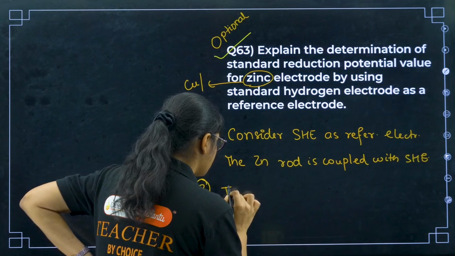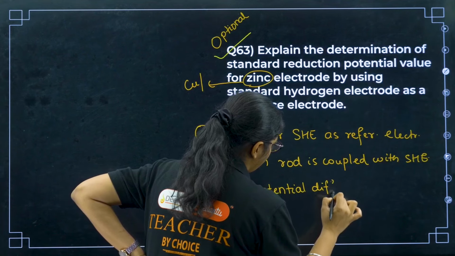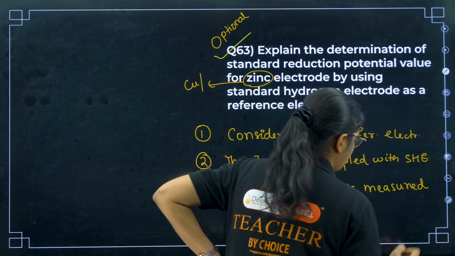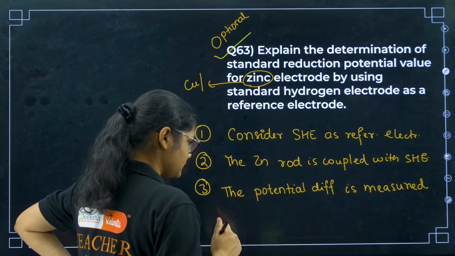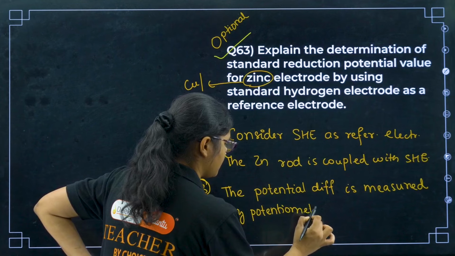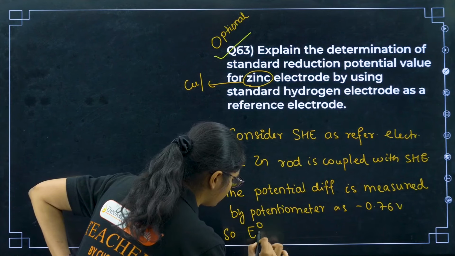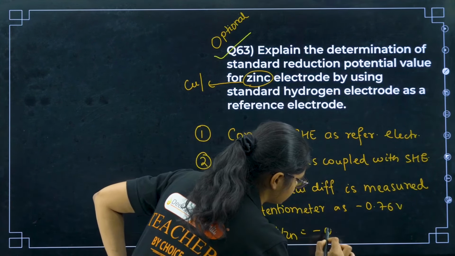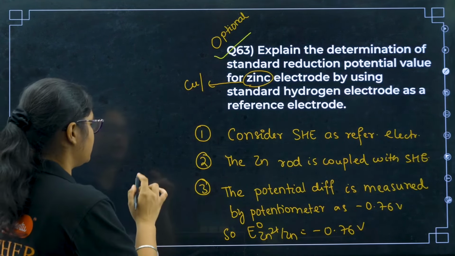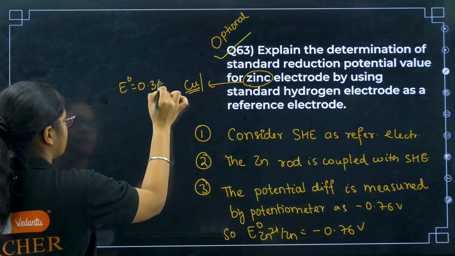After that, the potential difference is measured by potentiometer. For zinc it is minus 0.76 volt. So the electrode potential of Zn2+/Zn is minus 0.76 volt. Now if it is asked with copper, then this E naught value will be 0.34 volt.